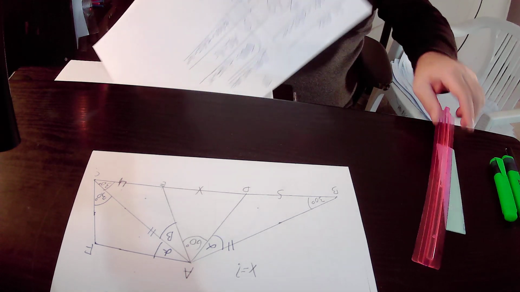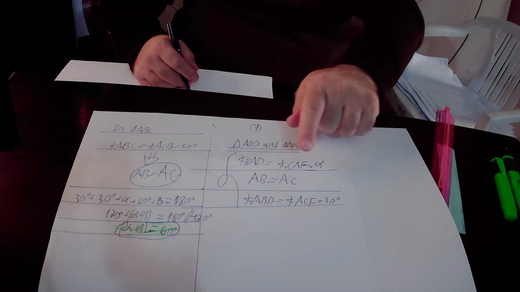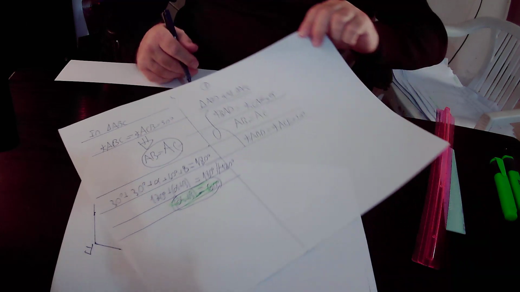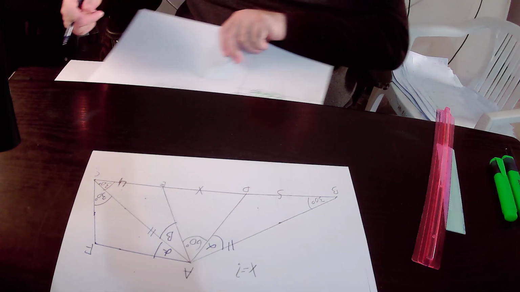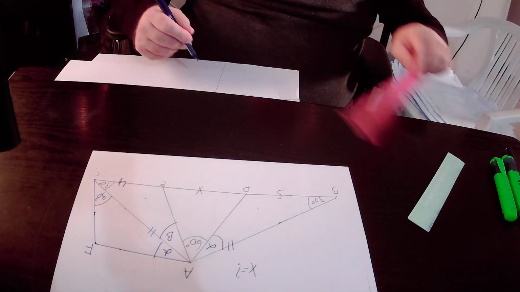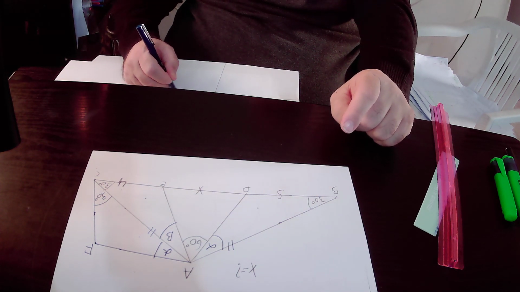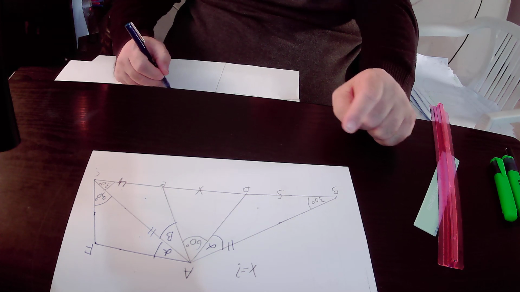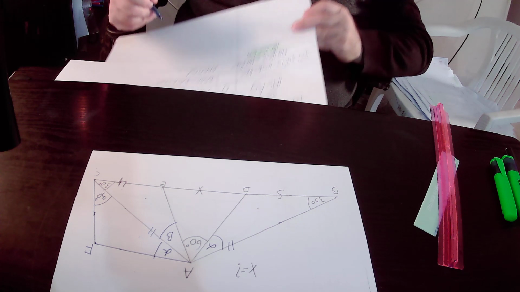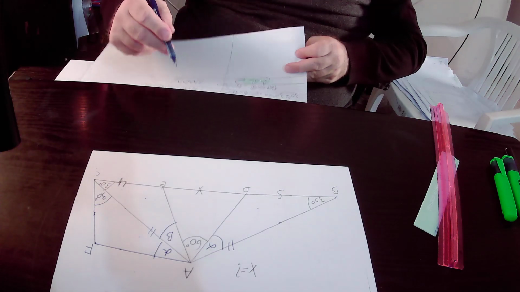I'll repeat again. Angle ABD equals angle ACF, they are both equal to 30 degrees, therefore they are equal to each other. So we actually proved that this triangle ABD is congruent, this is the sign of congruent, to triangle AFC.